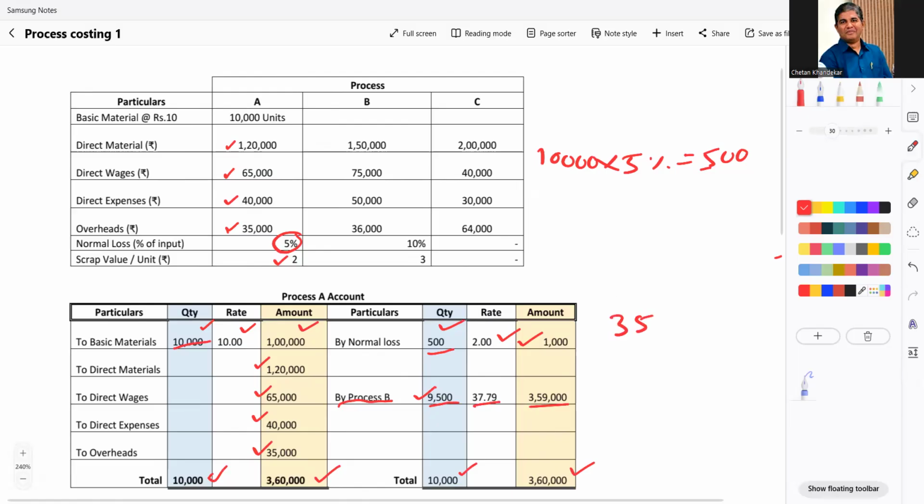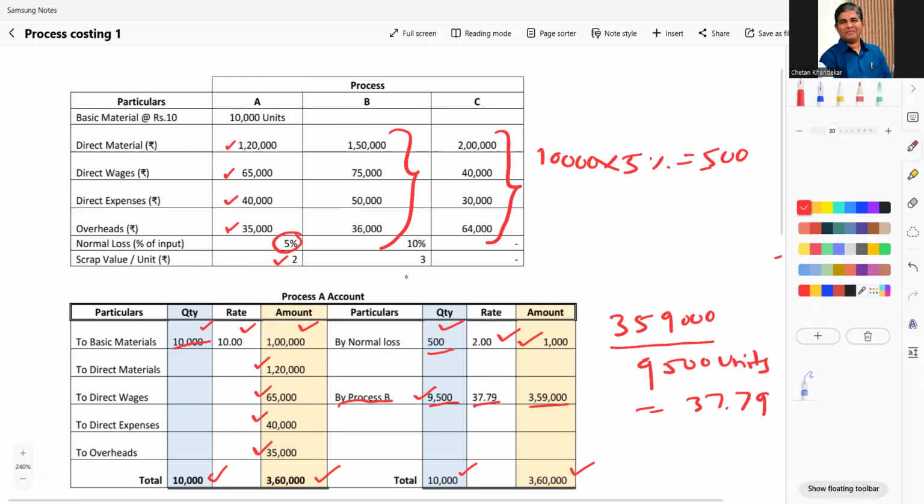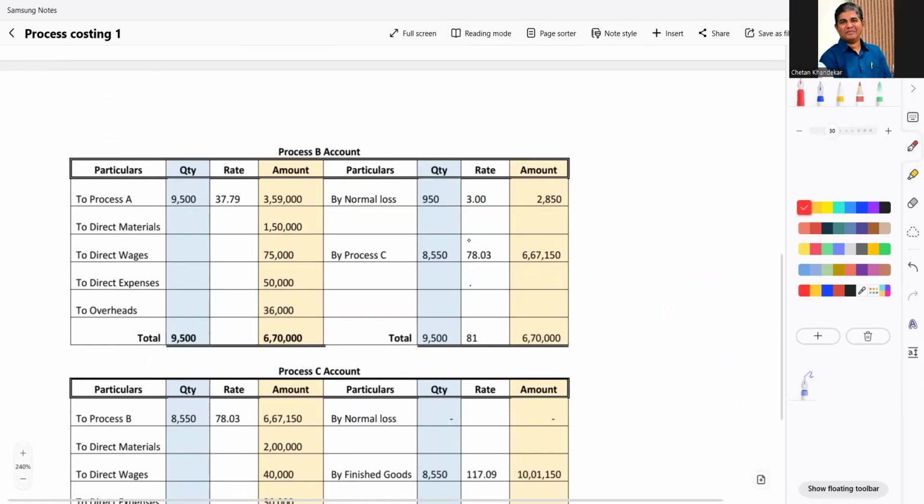So 3,59,000 divided by 9,500 units gives us 37.79. So this is the cost of process A. Now this output shall be transferred to process B. Now for process B, again, we need to transfer all these expenses on debit side. For process C, all these expenses on debit side. And at the end of process B and process C, the output will be considered as finished stock. That we will see in process B and process C account.